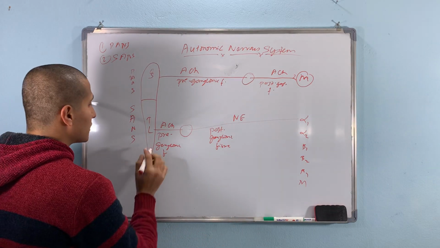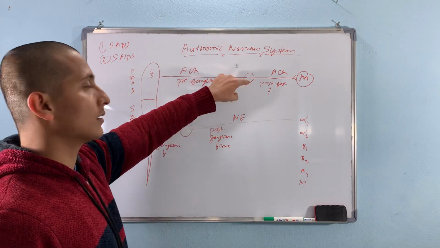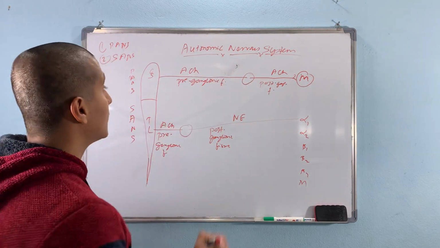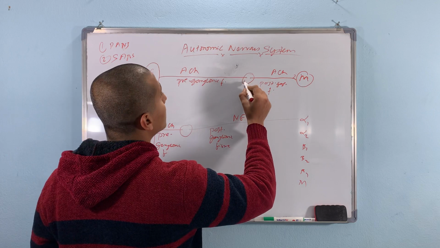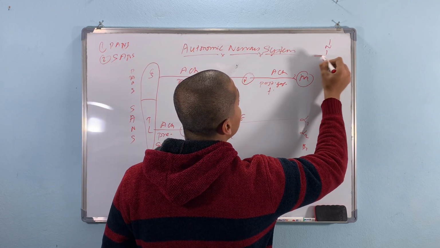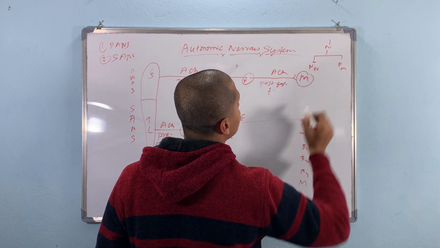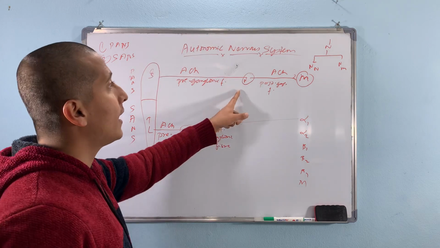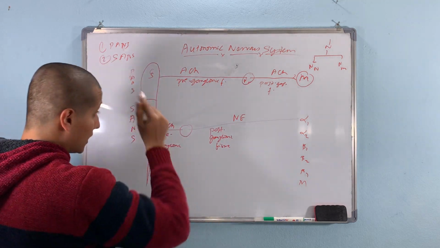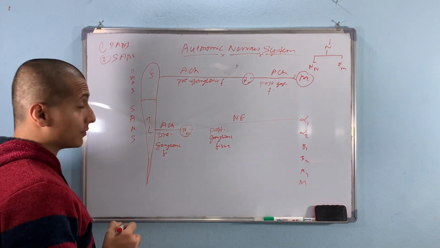Now let me draw this figure a bit longer. Now I've drawn this ganglion here, right? What type of receptor can you find in this ganglion? In this ganglion you will find a nicotinic receptor, and in nicotinic receptors we have two main types, that is neuronal and neuromuscular. Since this is a ganglion, we find the N sub N type of nicotinic receptor, and since this is a ganglion, we find the N sub N type of nicotinic receptor.